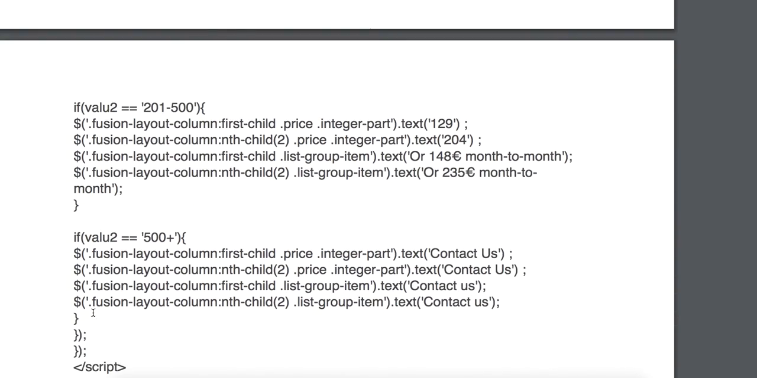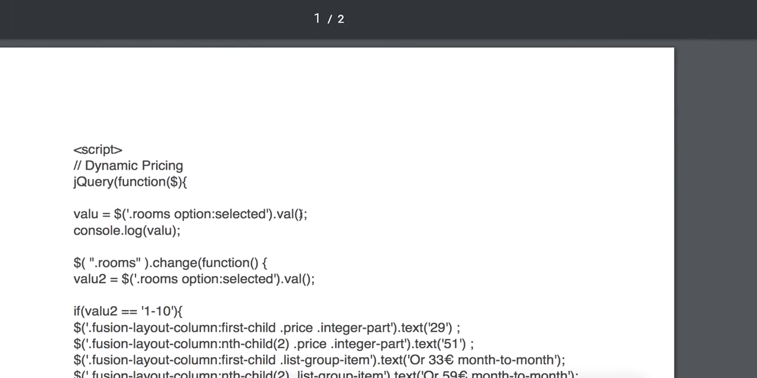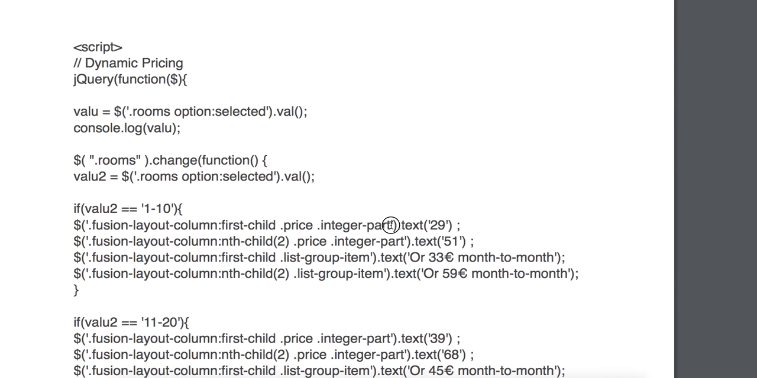And for the last one, your requirement was to add some text instead of an integer, so I did the integer here. So what is that? You might be thinking, what is that? So this is just getting to the specific div where the value exists. So here I'm getting the fusion layer column first child, then I'm getting into the price, then the integer part, and then extracting the text out of it. So this is pretty much it.